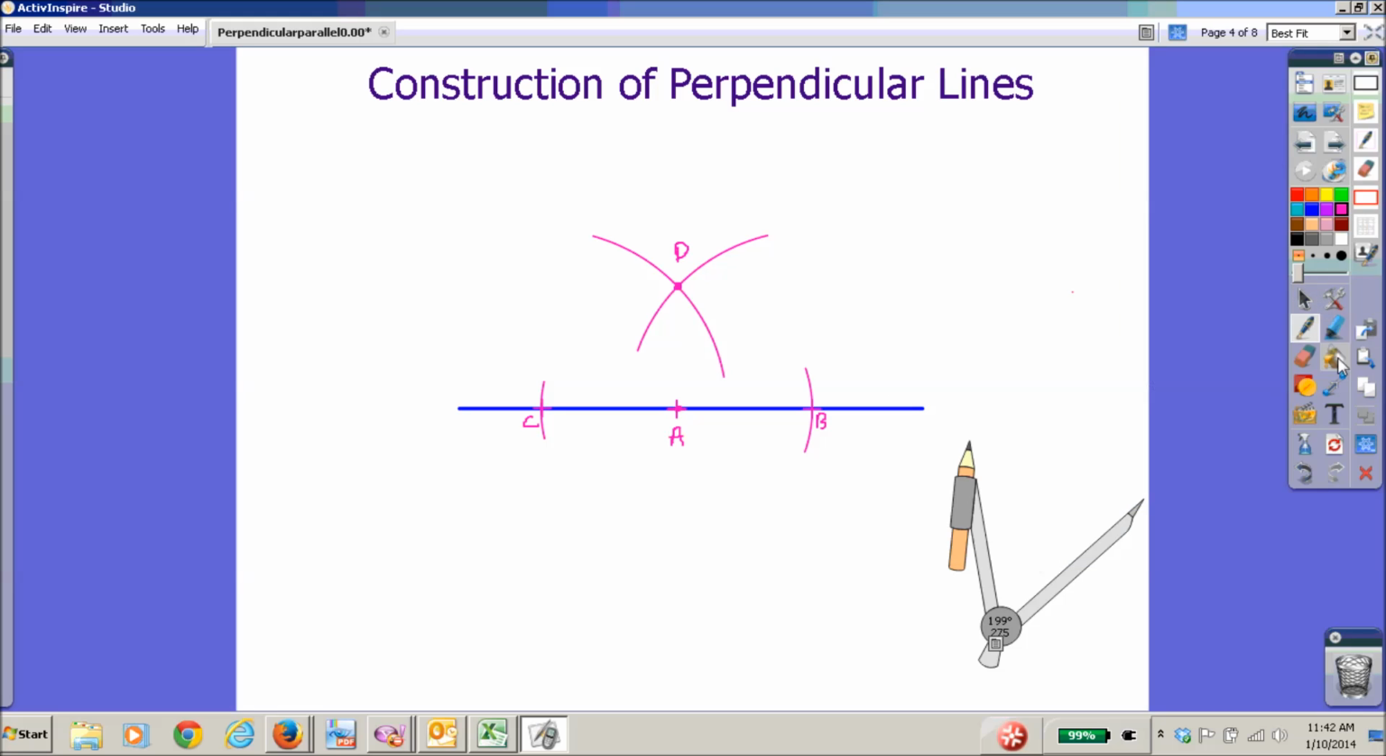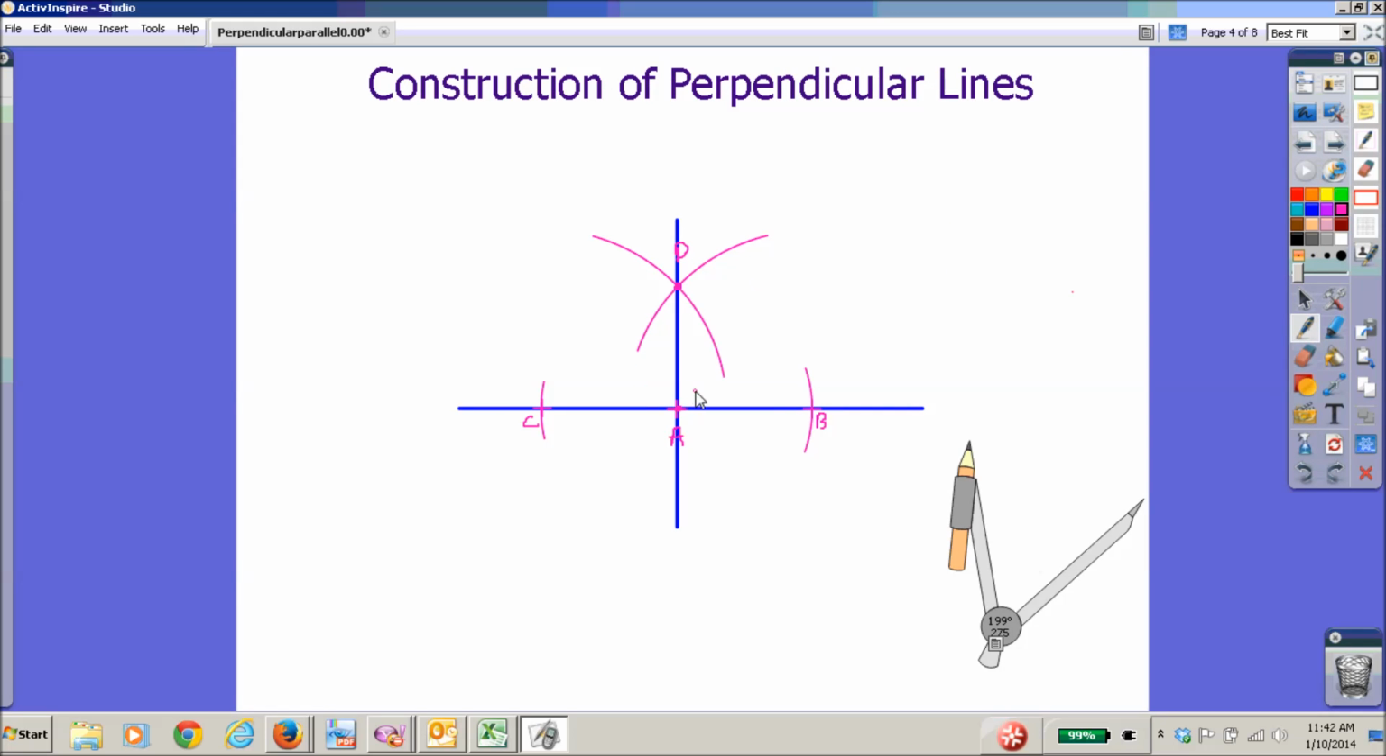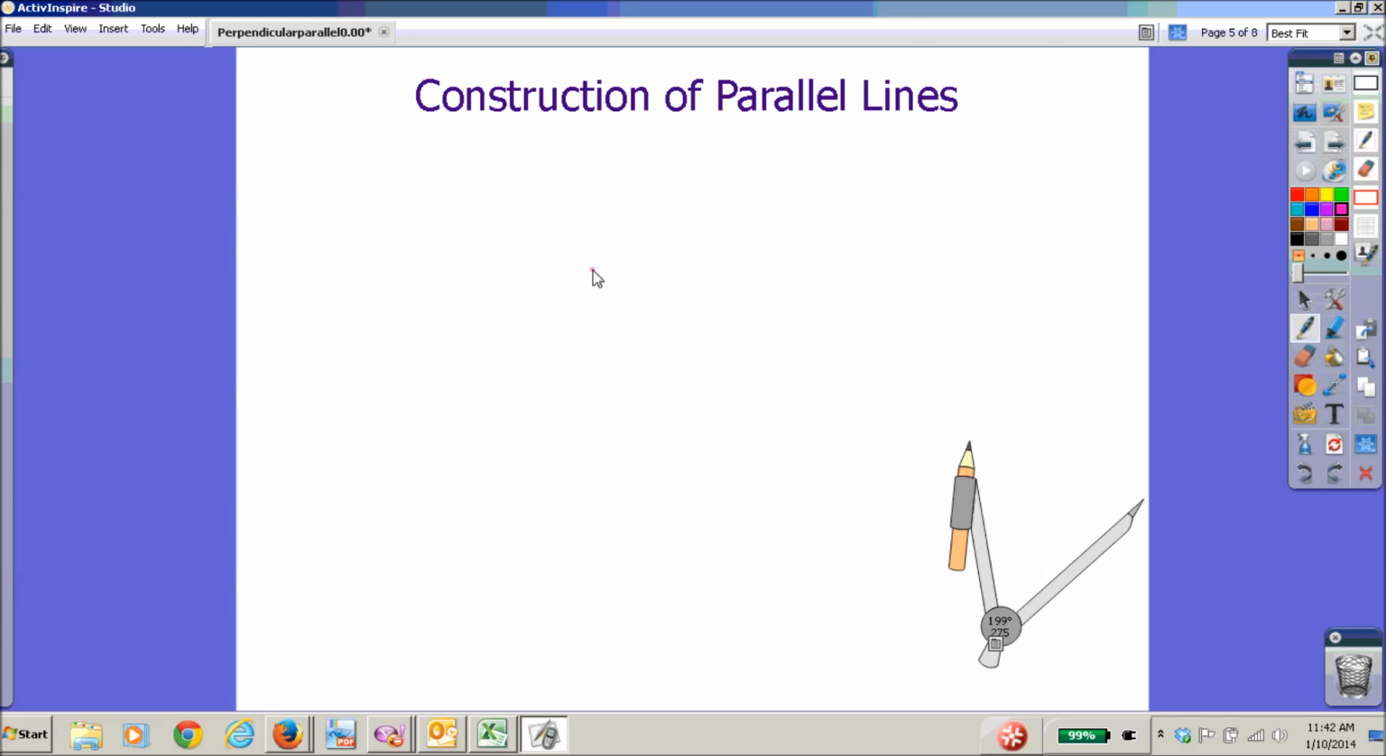This time a vertical line. Voila. And I have formed two perpendicular lines. So line CB is perpendicular to line AD. Alright, construction of parallel lines is a little more difficult.